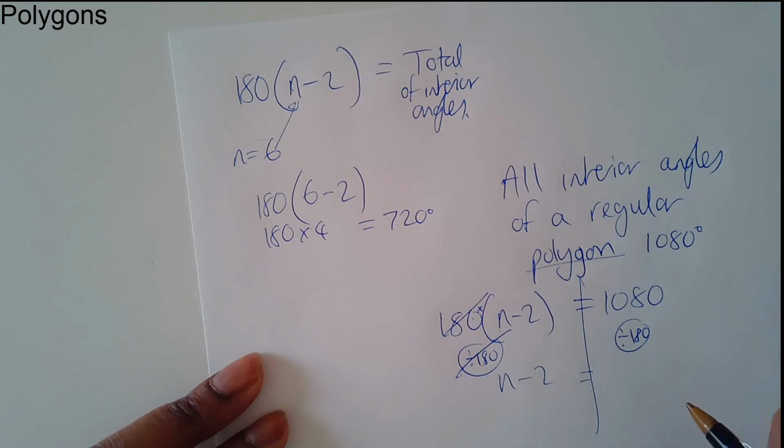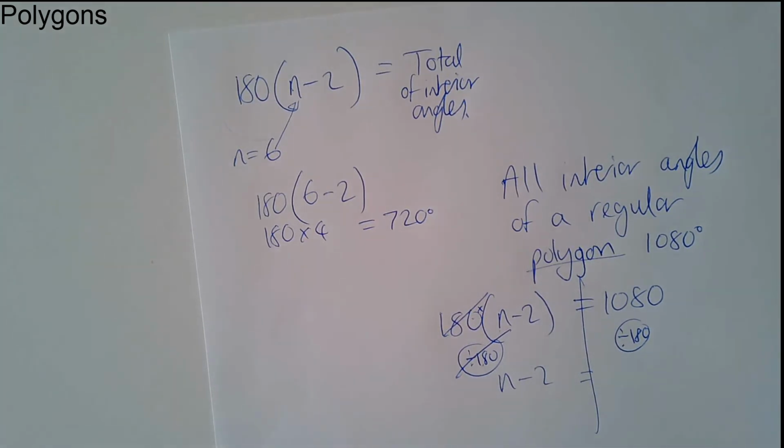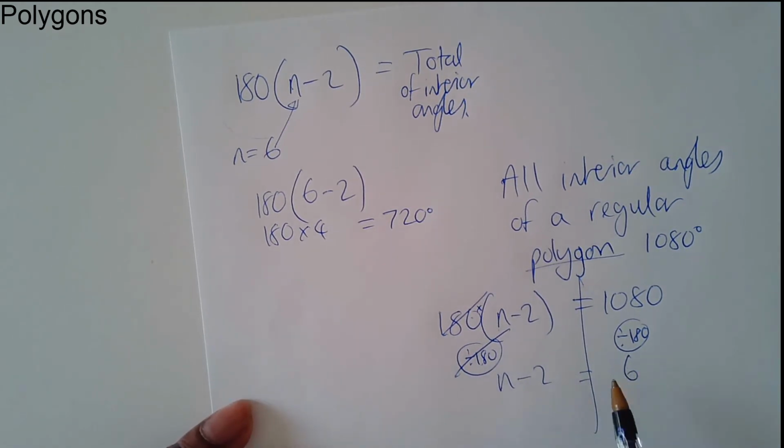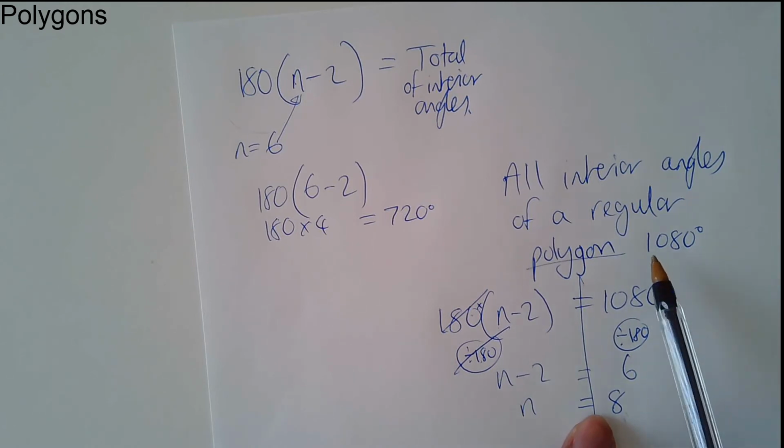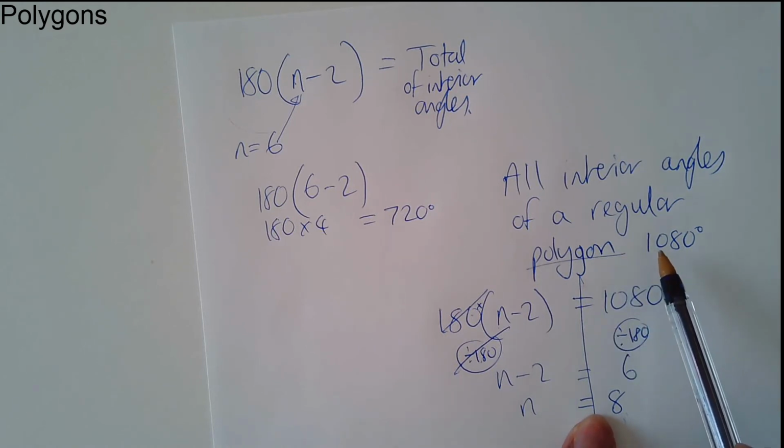And that will give you, let's have a look, 1080 divided by 180, that gives me 6. Something take away 2 to give me 6, well, n is going to be 8. So clearly it's an 8-sided shape. An 8-sided shape will have a total of all the interior angles adding to 1080.